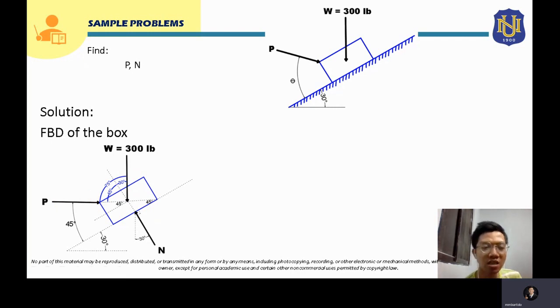So we can now start using solution 1. Using solution 1, that is summation of forces horizontal is equal to 0. So positive for forces directed to the right.